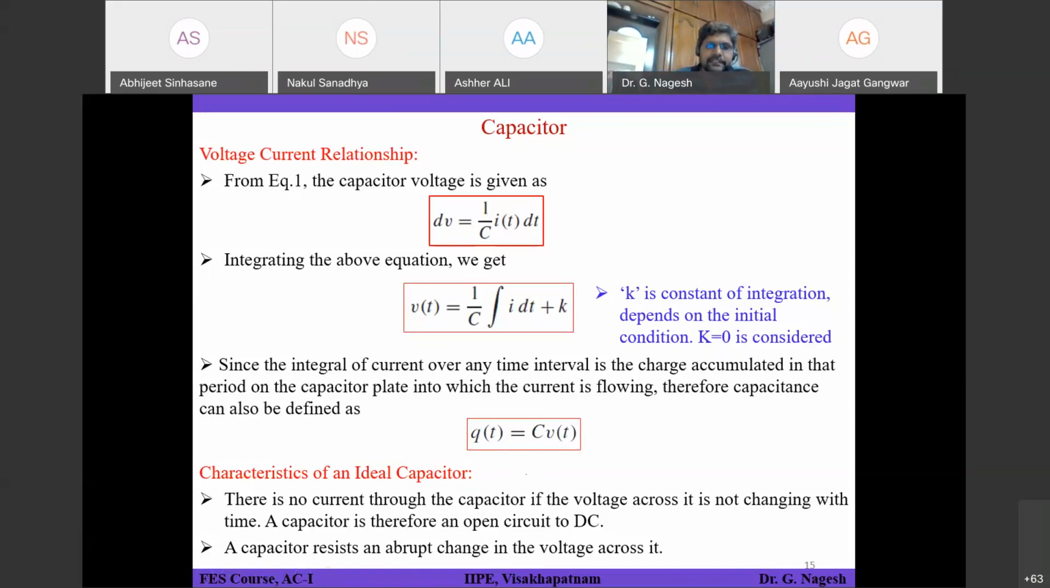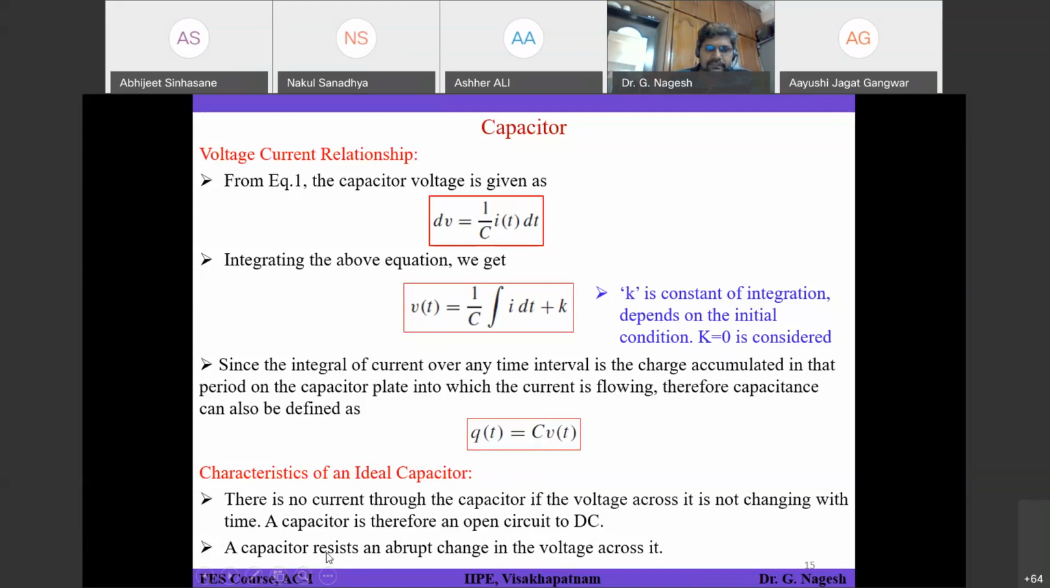There is no current through the capacitor if the voltage across it is not changing with respect to time. That means if you apply a constant DC voltage across the capacitor, it will initially charge to one point. Once it has charged to that level, it will not charge anymore, so the current flowing through the capacitor is zero. So for DC, the capacitor acts as an open circuit. The charging time is called the transient condition. Assuming the transient condition is over, under steady state for DC voltage the capacitor acts as an open circuit.